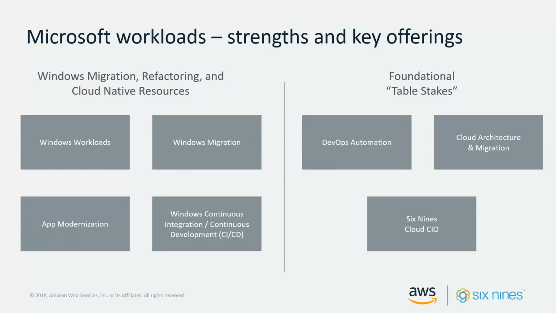Some of the areas of strength, experience, and key offerings that we have: I've already mentioned the Windows workloads. We help our customers with migrating those workloads. We help them look at architectures that are more current, more modern, and help them understand the benefits they can gain from that. We also focus on DevOps: continuous integration, continuous development, delivery, deployment, whatever you call it. We see DevOps automation as foundational to any cloud migration, any cloud architecture, any new build, any CI/CD pipeline.